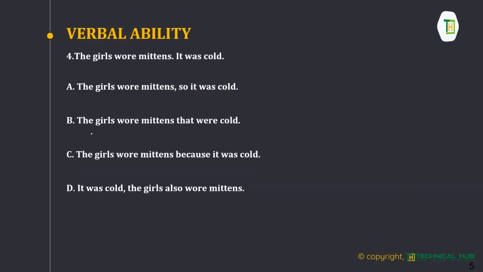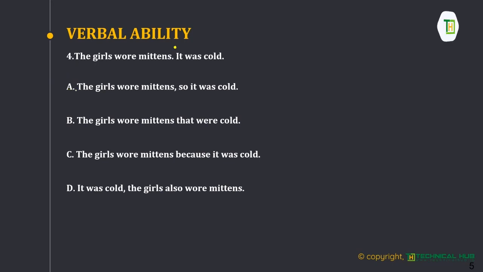And moving to the next question, the girls wore mittens. It was cold. Okay, the girls wore mittens. It was cold. So you need to add one thing here, and every time whenever you are connecting two sentences, one is the previous action, another one is the next action, or we can call it one is the action, another one is the reaction. You need to select the appropriate connector here.